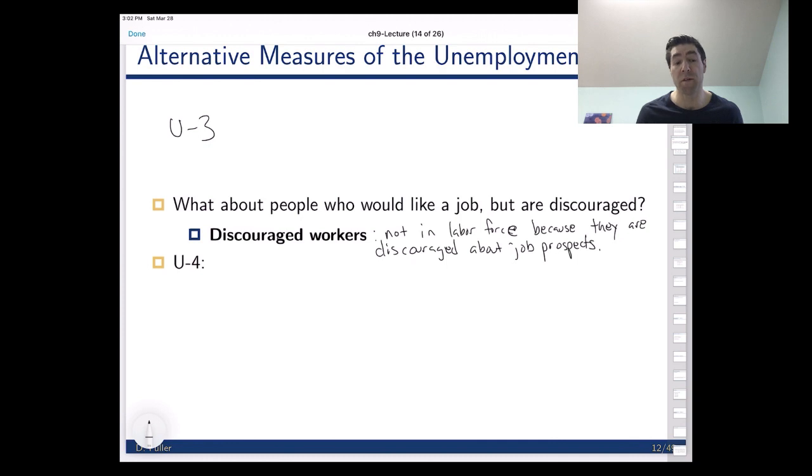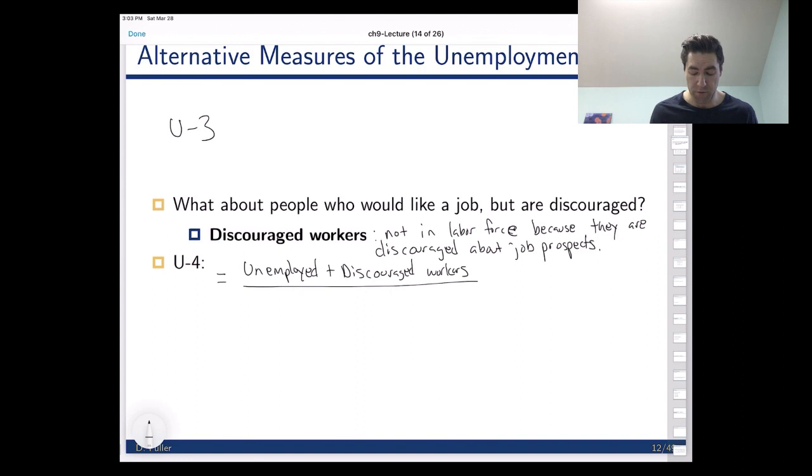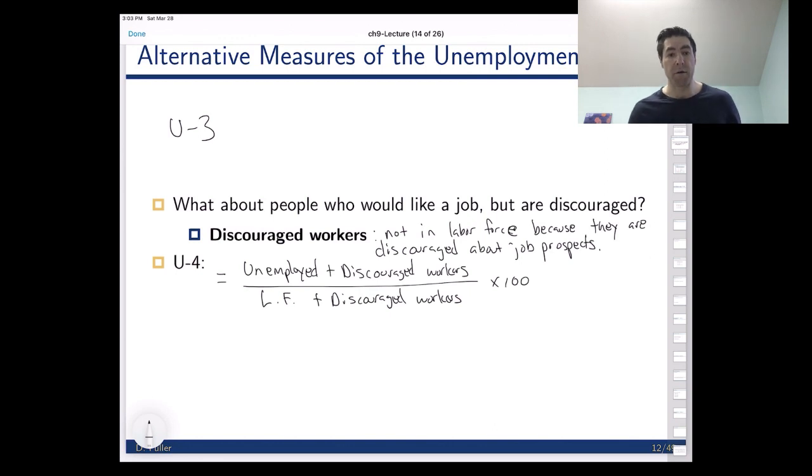These are people who would typically be searching, but perhaps they just gave up after failed searches after a certain period of time. So we have an unemployment rate to account for these people called U4, and we take the number of people who are typically unemployed, and we just add this group of discouraged workers. And we just add them in both the numerator and the denominator. So we take that divided by the labor force plus the discouraged workers. And again, if you want a percent, you multiply by 100. So that's a little more general version of the unemployment rate.